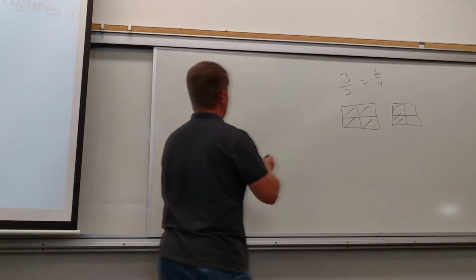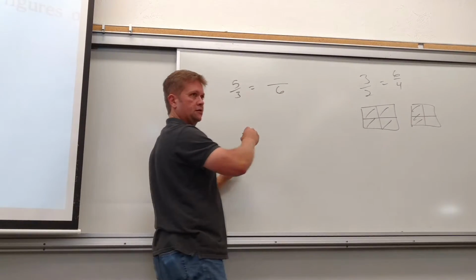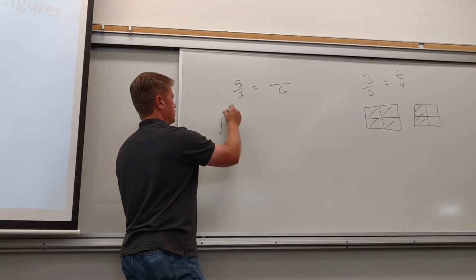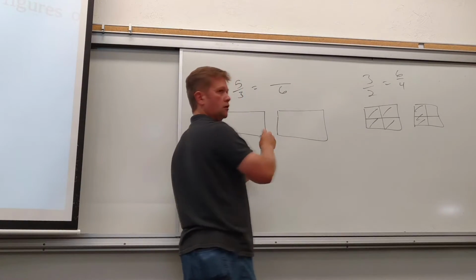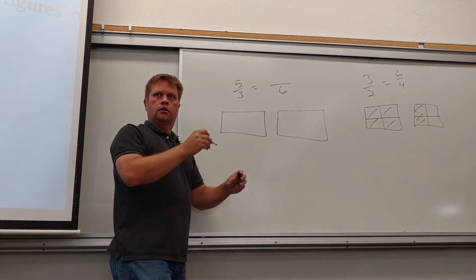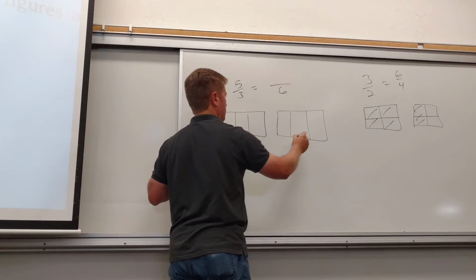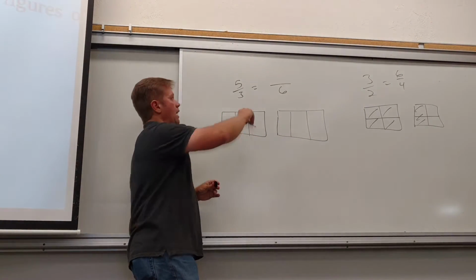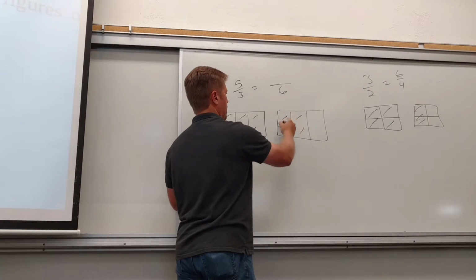So let's say 5/3 is how many sixths? So how could I draw a picture that represents that? Cut this into thirds. I like it. How many am I going to shade? 5, because I want 5/3. 1, 2, 3, 4, 5. That's 5/3, right?